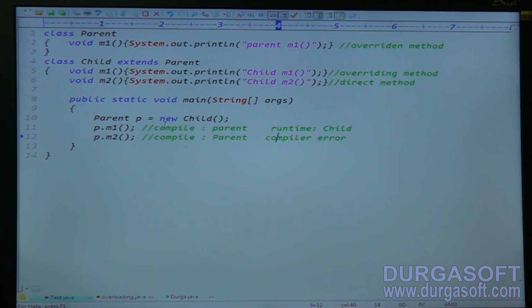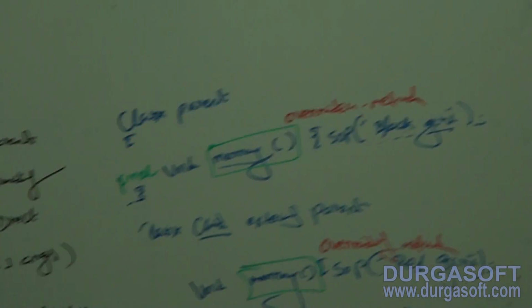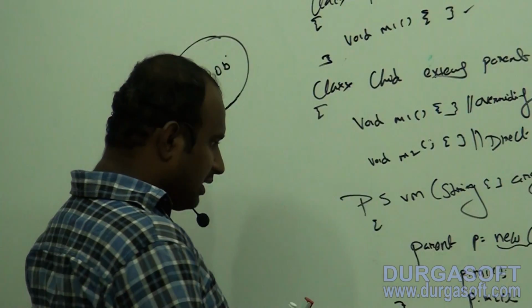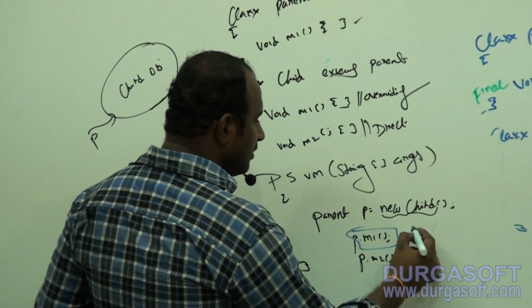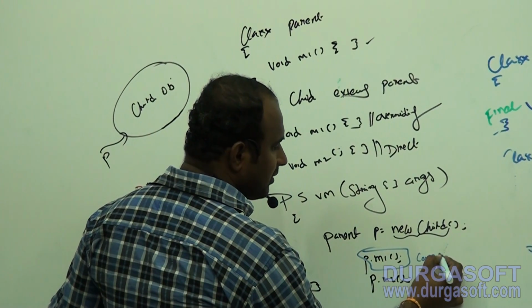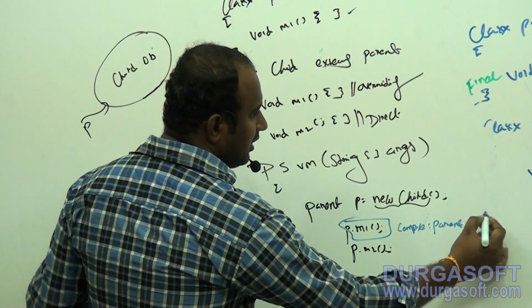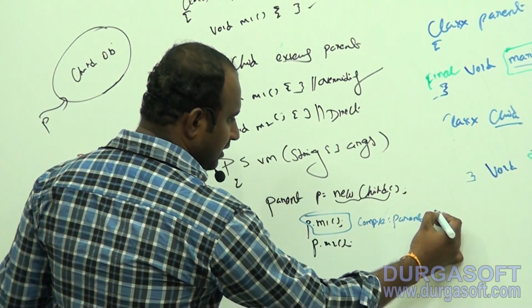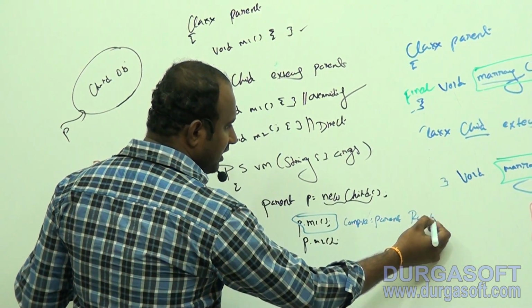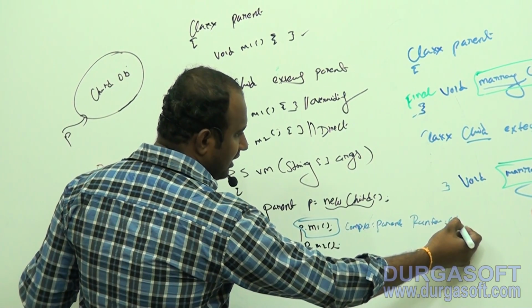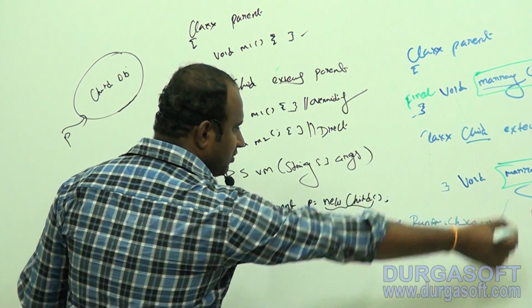So point is clear? Good. Now concentrate. So p.m1 I am calling. When you call p.m1, at compile time, the compiler is checking the methods in which class here? Parent class, method is available, executed. In the child class, at runtime, which class object is created here? The runtime child class object is created, child class methods will be executed.